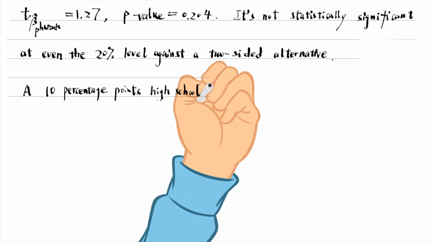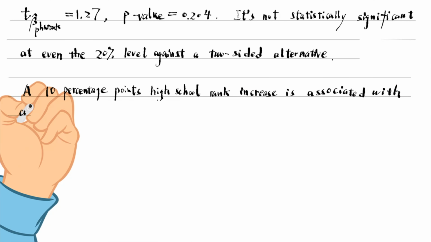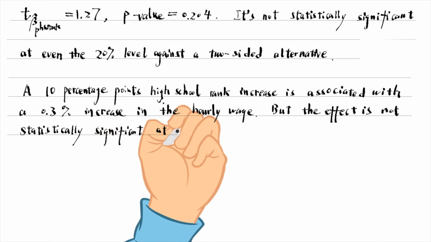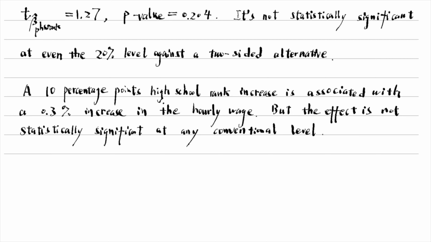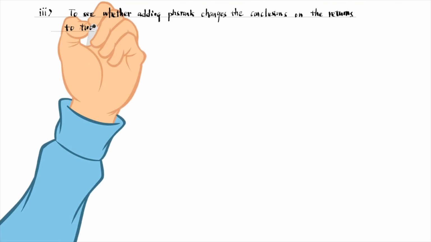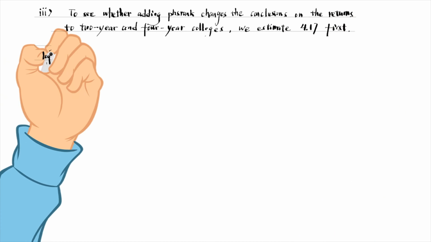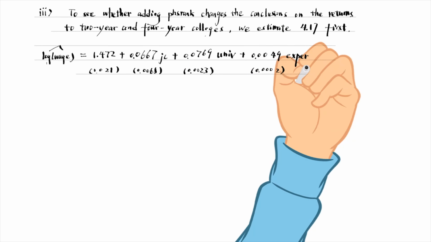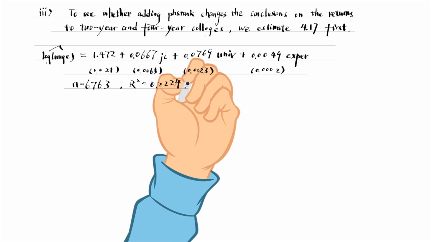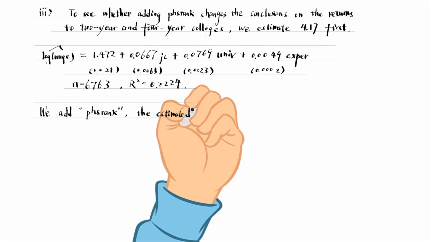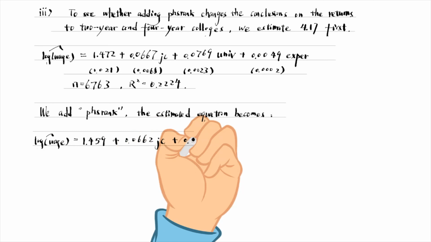A 10 percentage points high school rank increase is associated with a 0.3% increase in the hourly wage, but the effect is not statistically significant at any conventional level. To see whether adding the high school rank substantially changes the conclusions on the returns to 2-year and 4-year colleges, we can estimate equation 4.17 first. The estimated equation is as follows. We add the high school rank, and the estimated equation becomes as follows.